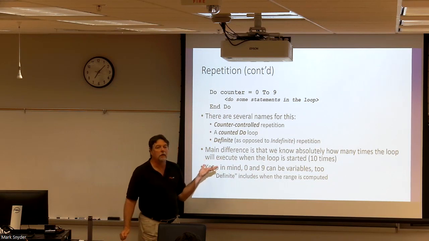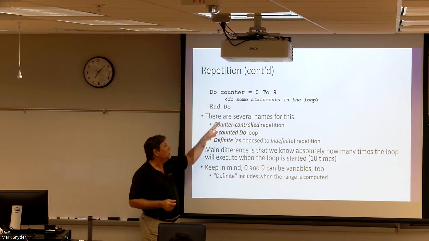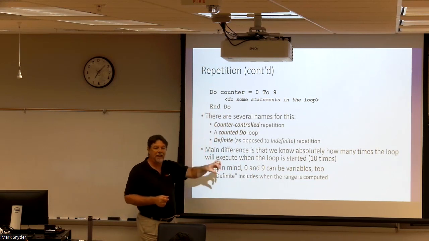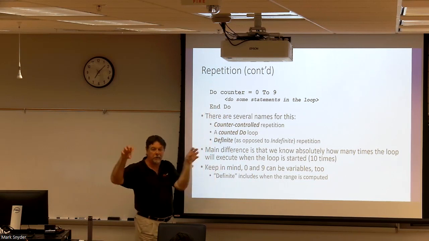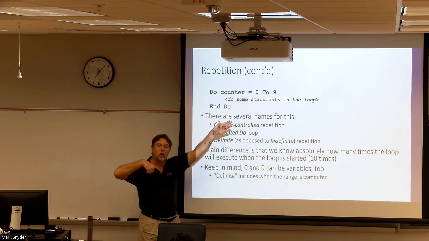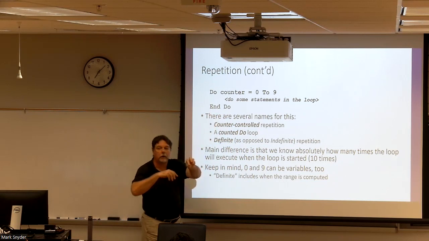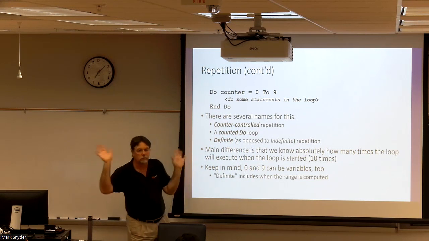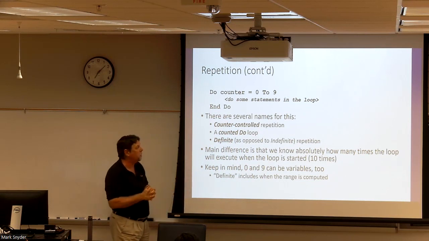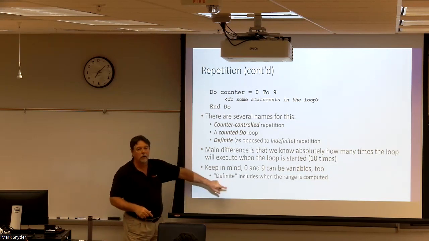Here's another thing too. 0 and 9, there I have them as constants here, but I could say do counter equals min to max. They could be variable names. You could ask the user, hey, what number do you want me to start on and what number do you want me to finish on? You could put those values into these variables and you could loop from one variable to the other variable, right? It doesn't have to be numbers. It can be variables. We would still call that definite.